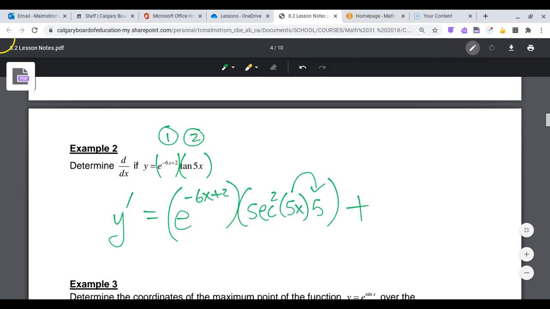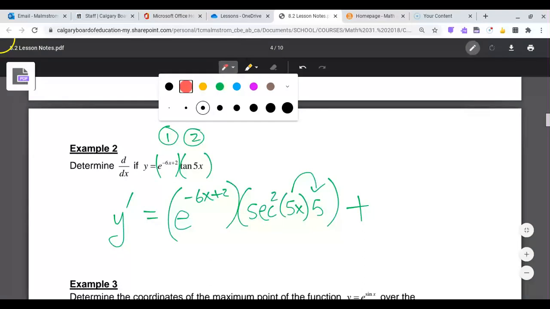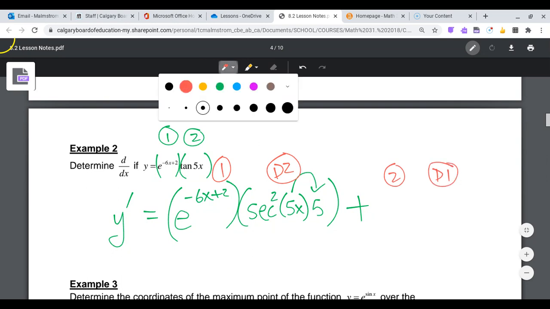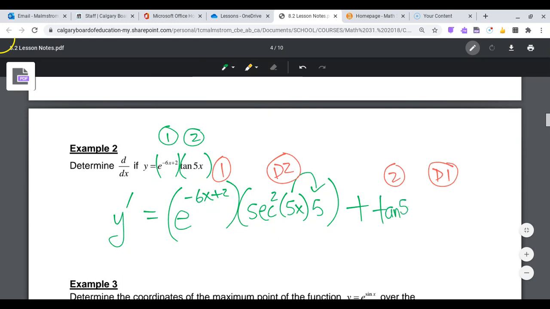So plus, so we have, let's just write it up here, 1 d2 plus 2 d1. A few little Christmas colors, why not? Okay, so the second function was tan 5x. And the derivative of the first one will be e to the same exponent multiplied by the derivative of that exponent. That's the chain, which would be -6.